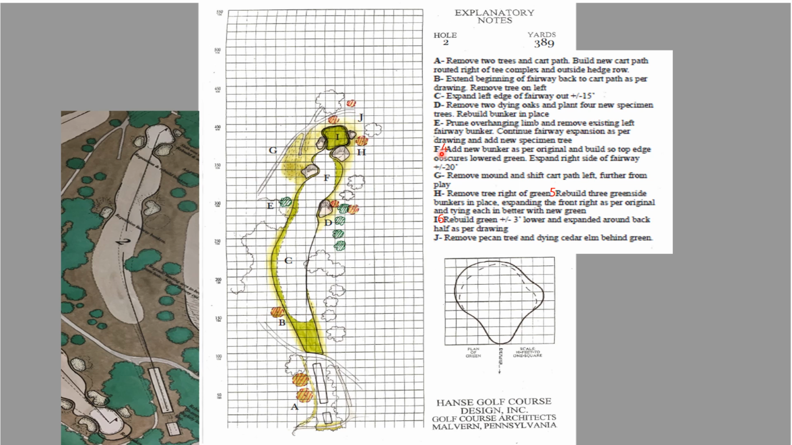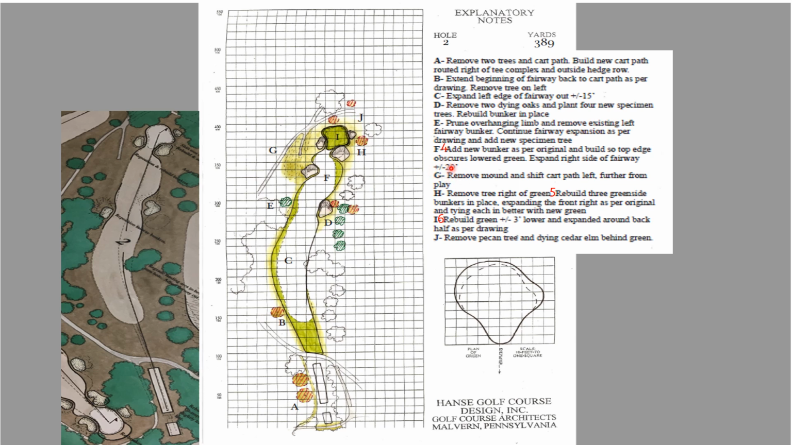And then we get into more formal historical references: add new bunker as per original. So this bunker here was an original Maxwell bunker, putting that back. Also gives it a little bit more shape to the fairway. Expand right side of the fairway. So this bunker pinches in. Fairway gets a little bit bigger here.